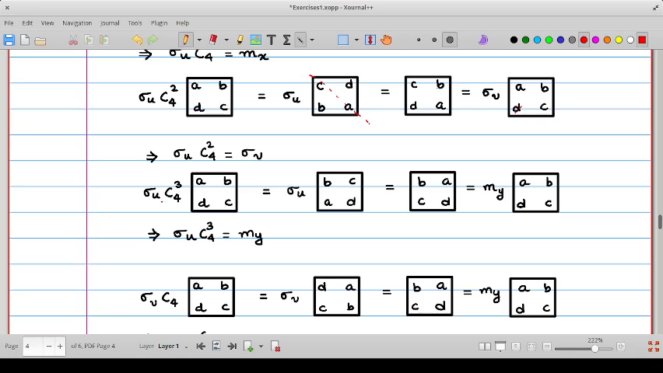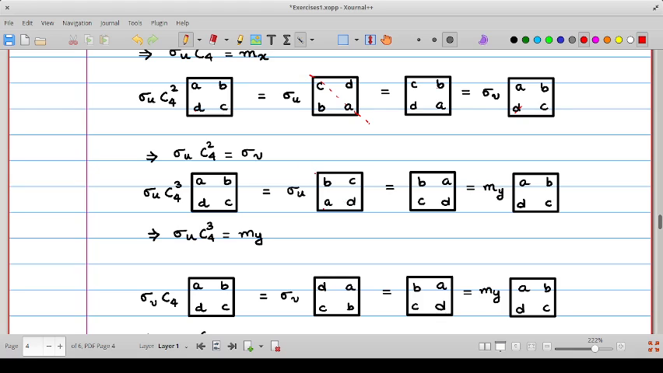So the next one is sigma u times C4 cube. So C4 cube is rotation by 3 pi by 2. So A has to go to this point. Okay, so A has gone here. B goes here, so B is here. C goes here, and therefore C is here. And D goes there, so D is here.